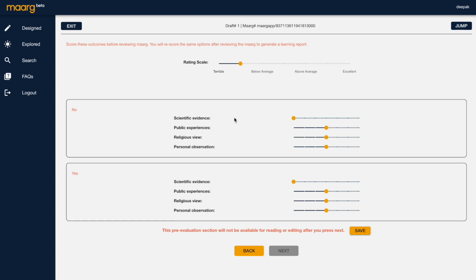So let's say scientific evidence that says souls do not exist. Let's keep this low because I'm not sure if there are any scientific articles that conclusively say that souls do not exist. Public experiences, people saying for sure that souls do not exist. Let's say not many. Most people seem to believe. Religious view, on the top of which, that says souls definitely do not exist. There are some that say so. Personal observation, which means whether I personally think souls do not exist. Let's say I'm neutral on that so far. Again, when you are doing a reading session, you will obviously have a different set of scoring for this.